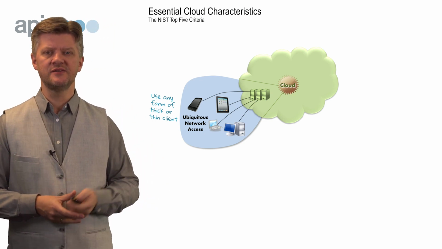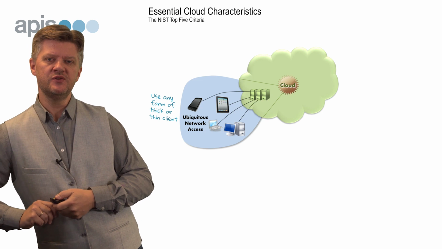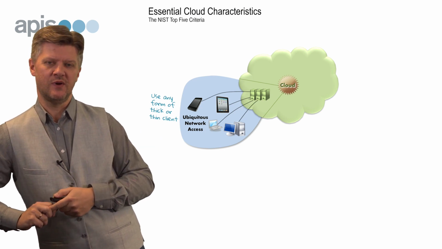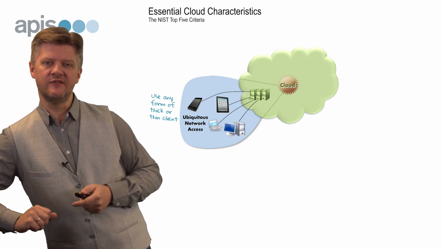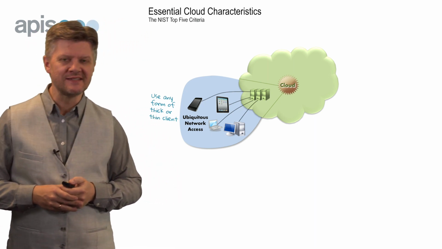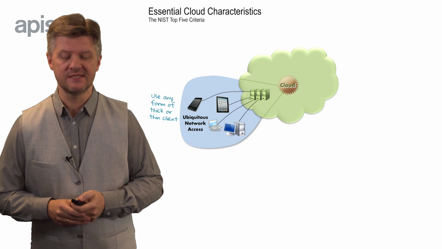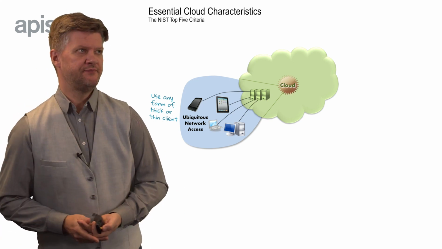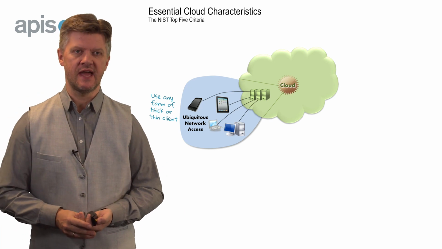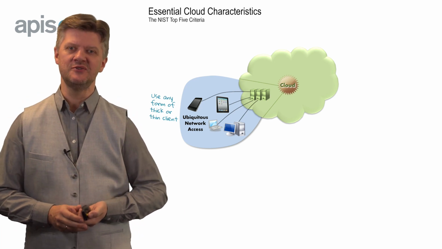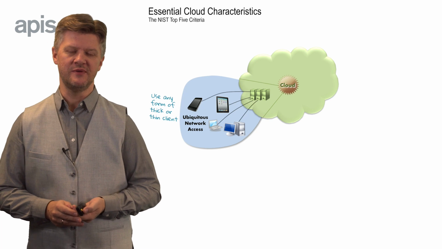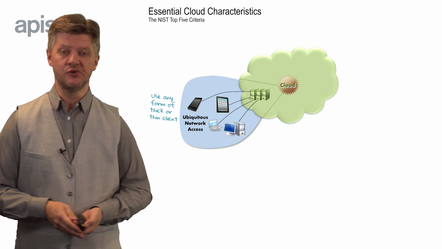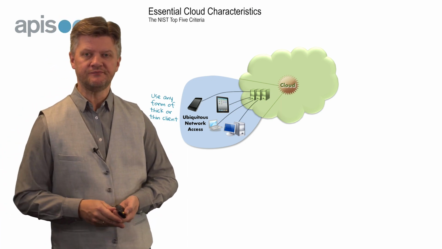So they said a cloud service, you should be able to use any form of thick or thin client because we want ubiquitous network access. Ubiquitous is a difficult word to spell and sometimes know what it means, but it means always present. So in our world, electricity is ubiquitous and internet is very close to ubiquitous. We have it everywhere in our computers and phones and cars and TVs. That's not true all over the world, of course.